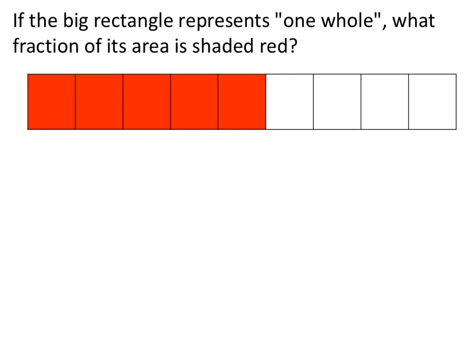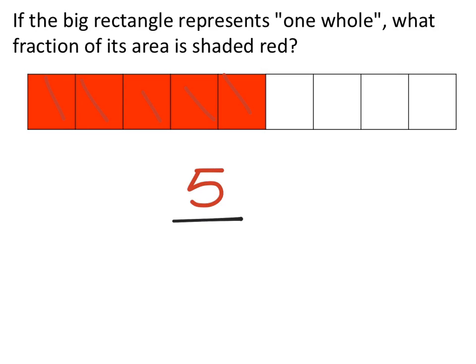Alright, if the big rectangle represents one whole, what fraction of its area is shaded red? So this is kind of like the brownie example. I don't know anyone that has a pan like this, but again, we're going to be showing this as a fraction. So I would look and see, well, how many parts are shaded red? And again, we can count that. Well, 1, 2, 3, 4, 5 parts are shaded red.